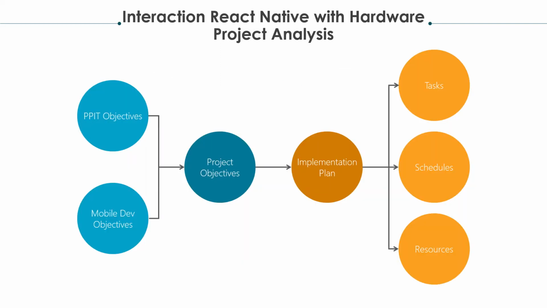The project could be explained by this diagram. We have objectives for professional practice in IT, and objectives for mobile development. We combine those objectives and match them with our project objectives. After this, we create a plan of the project, we implement the plan, and we divide the plan between tasks, schedules, and management of resources.